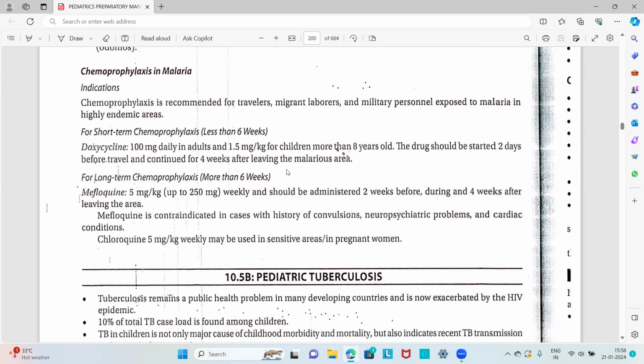Usually, the questions which are asked: the first question is a 7-year-old child brought with fever and seizure. On examination, the patient is deeply comatose, pale and has significant hepatosplenomegaly. Answer the following. What are the possibilities? What clinical signs will you look for in this case? How will you investigate? How will you manage? So this is a case of cerebral malaria.